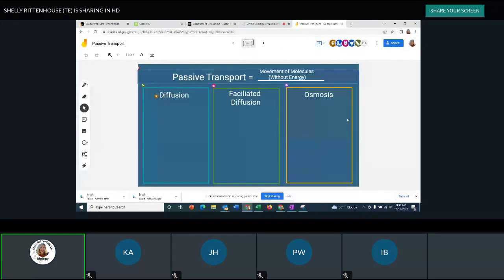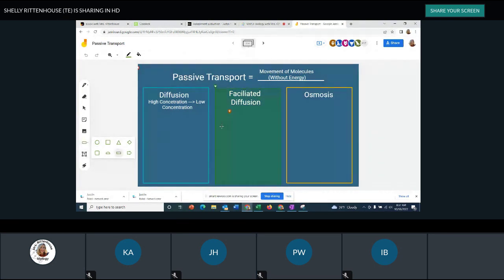Passive transport. What is it? Good. High to low concentration. Anonymous badger, I like it. High to low concentration. Can someone do a drawing of that? Somebody do facilitated diffusion for me. You guys know how to do this. Facilitated diffusion. What do you think?